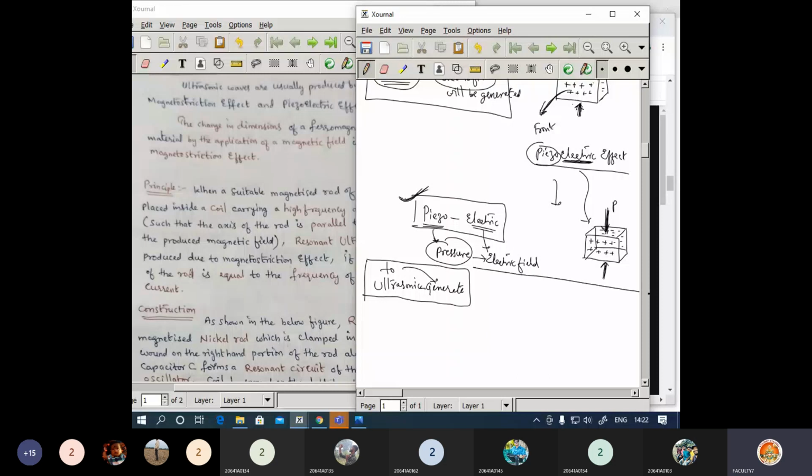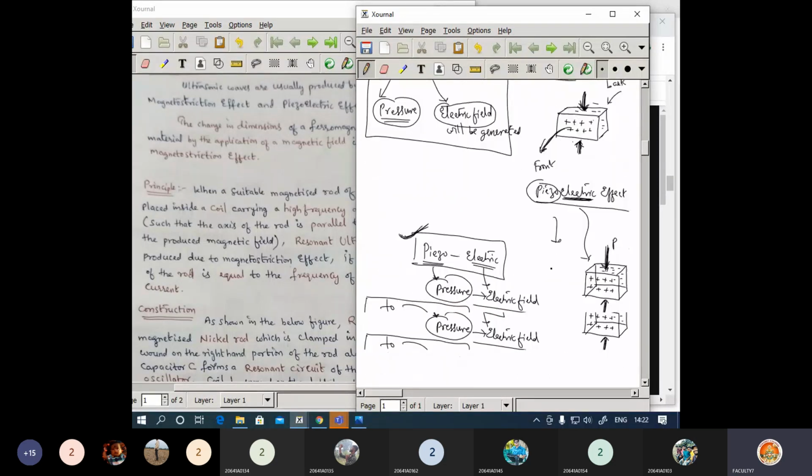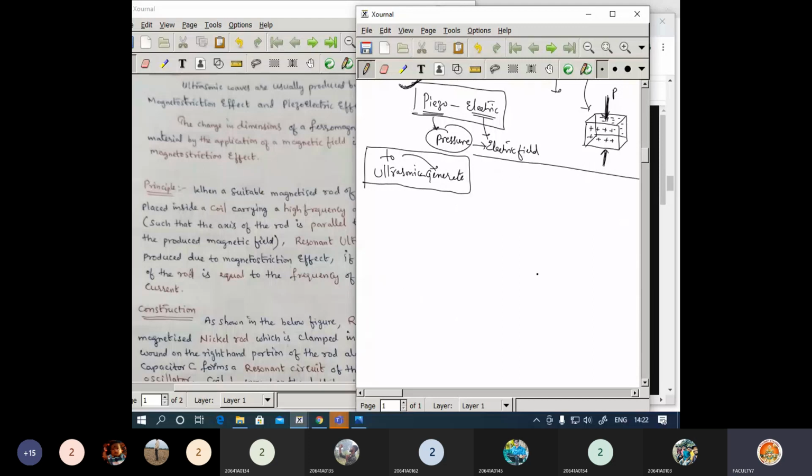Now, what is the reverse process? What is the inverse process? That is the question I am asking. For that, you will take the same crystal. Inverse process means you will apply the electric field here. You are going to give the electric field, so there will be a current flow due to this. Now, consider the faces, this side and this side.